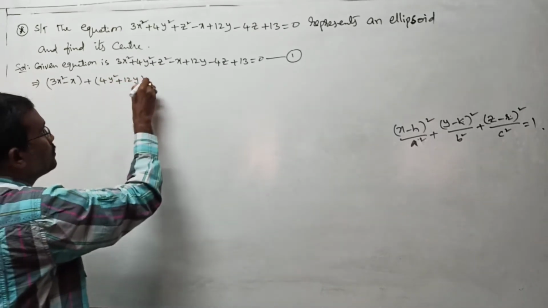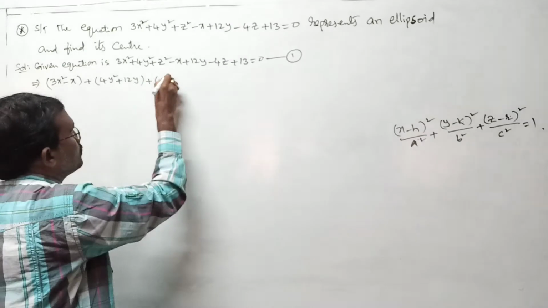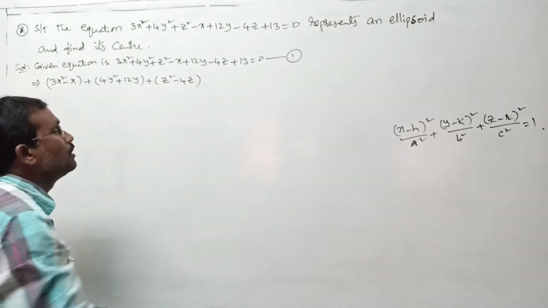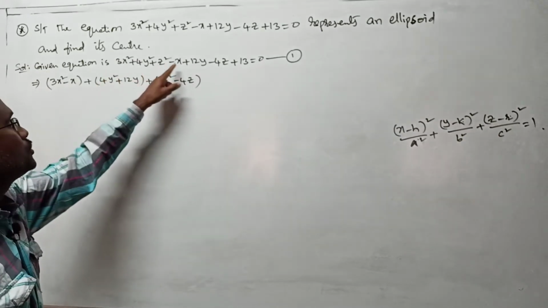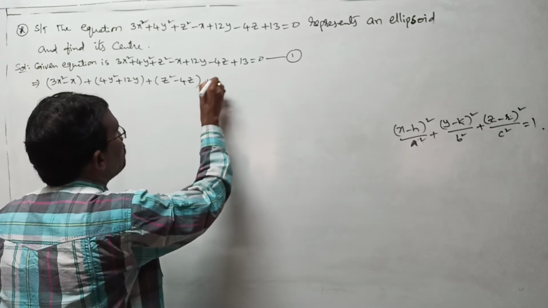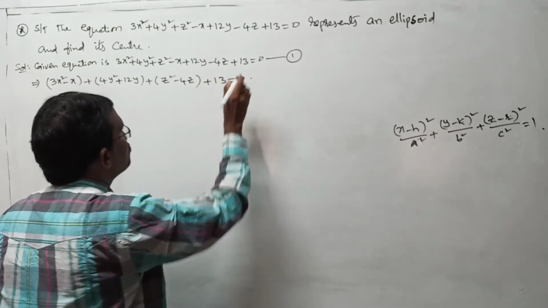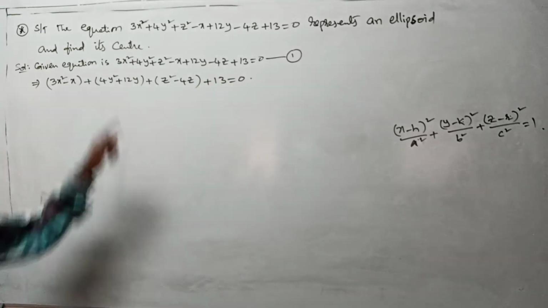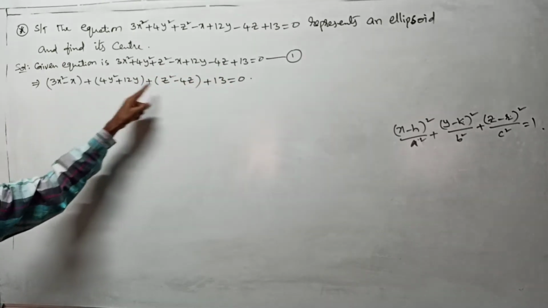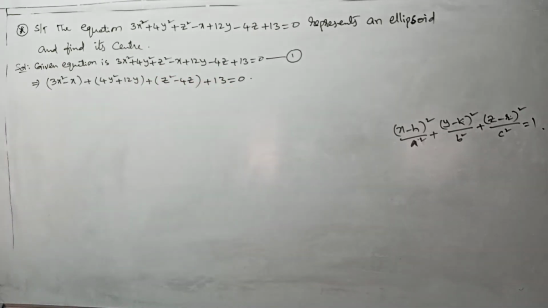Next z term plus z square minus 4z. Right? This over. Next one is what? The remaining term is what? Plus 13 is equal to 0. All combinations we got 1, 2, 3, 4, 5, 6, 7. 1, 2, 3, 4, 5, 6, 7. All the terms we got, right?